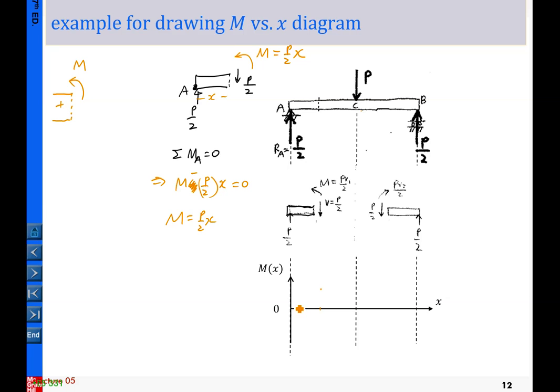Okay, so basically here you can see this bending really doesn't matter if we keep changing the sections. They always have this pattern here. So the pattern basically is a straight line with a slope P over 2 here. Okay, and now we can keep working on the other side.